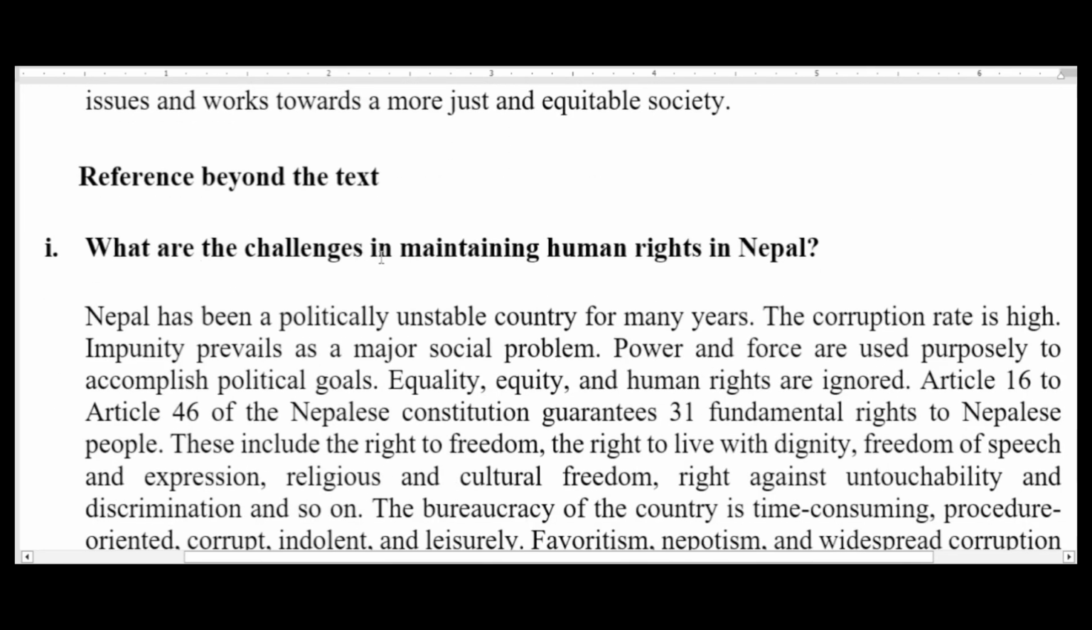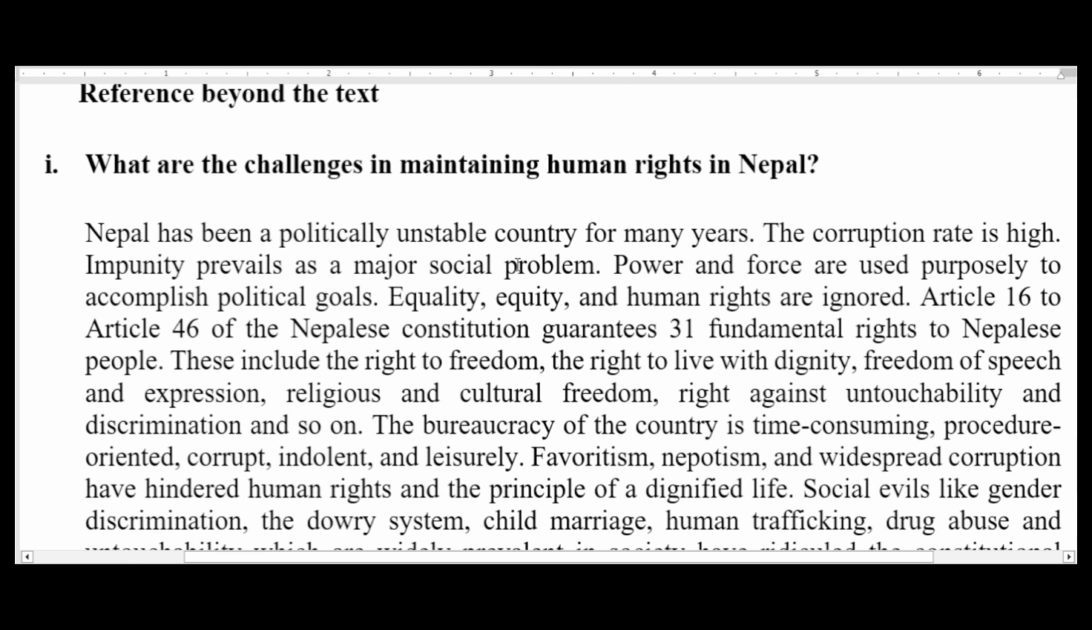What are the challenges in maintaining human rights in Nepal? र नेपालमा मानव अधिकारको चुनौतीहरू के हुन्? Nepal has been a politically unstable country for many years.